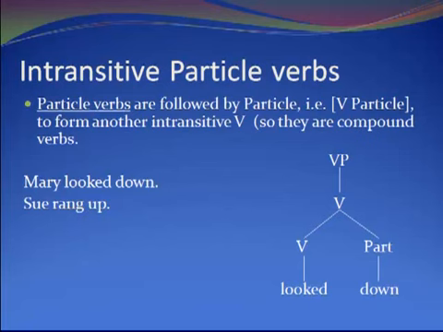Now, a third type of intransitive verb is an intransitive particle verb. Now, we haven't come across particles yet, and when you look at these examples, Mary looked down, Sue rang up, you see that the particles look like prepositions. Now the crucial difference, of course, is that they don't require a complement. So as with a preposition, you would expect a noun phrase or a prepositional phrase to follow it. You don't get that with particles.